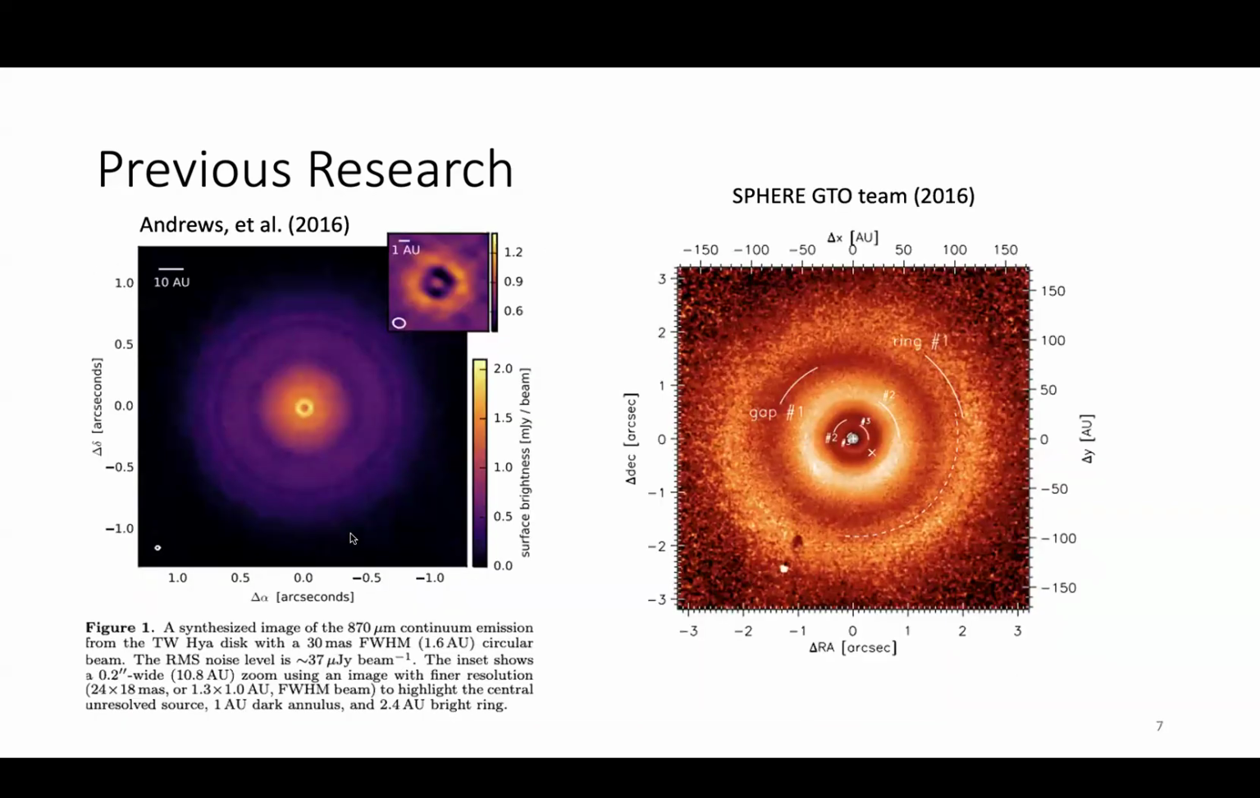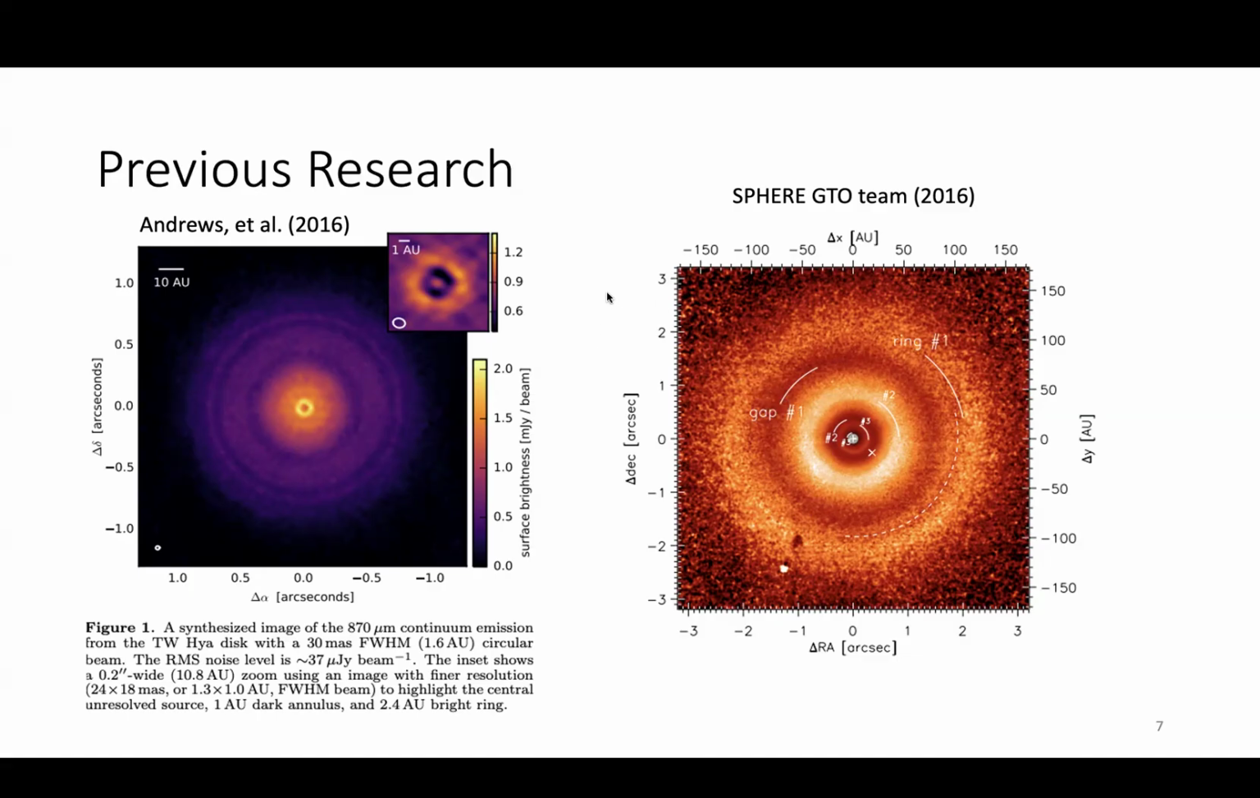Also, other than visible light, we can take the image in the infrared on the right side, and this one is ALMA, in the radio wavelength. And we can see there are 3 gaps here, and also 3 rings here. That's all we see.